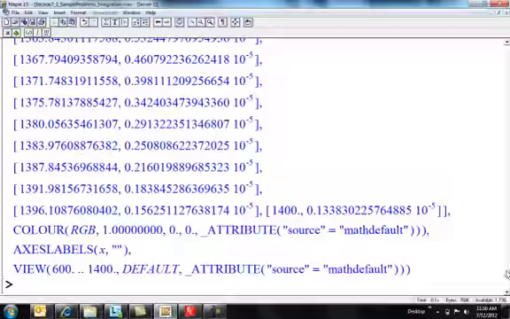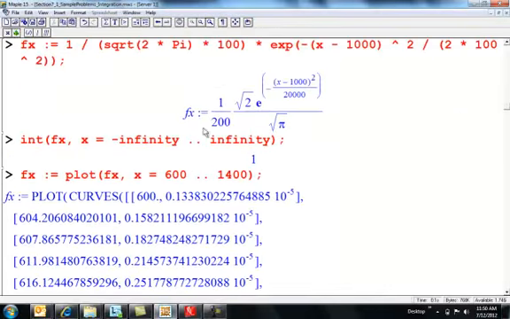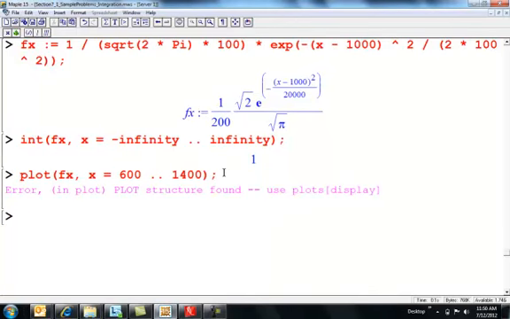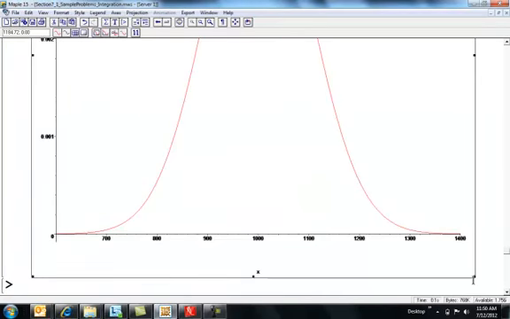What did I do wrong with my plot? Oh no, I did something stupid. Display. Oh, why? Okay, yeah, I thought that would do it.